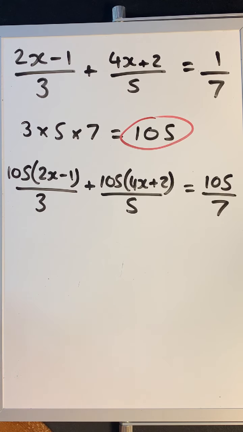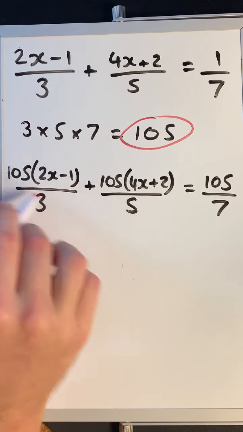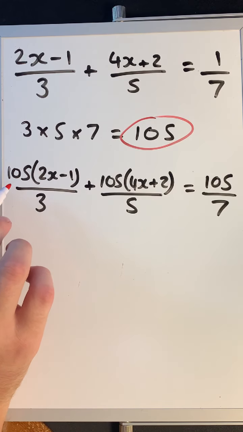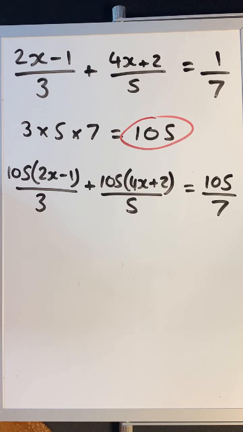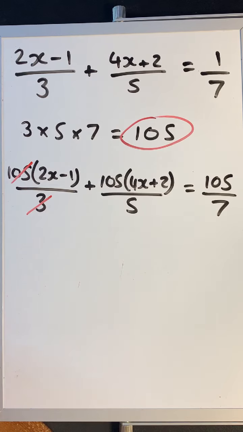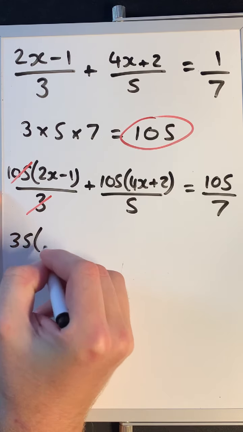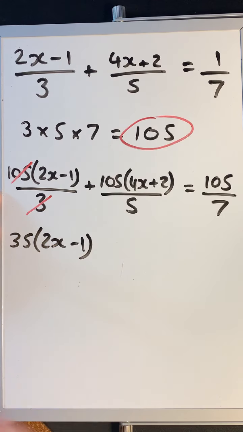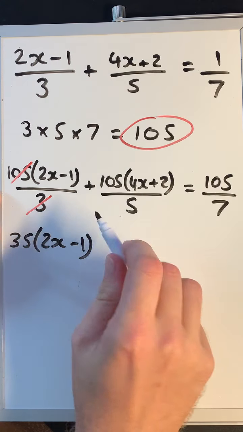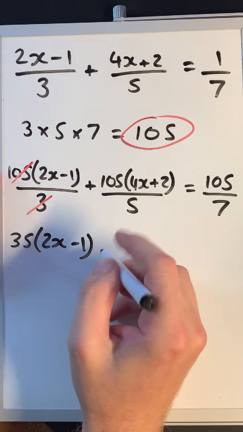Right, so now things are going to start cancelling. So we've got 3 on the bottom here. So what we're essentially doing to this bracket here is we're multiplying it by 105 and then we're dividing it by 3. Okay, so what that means then is that we can cancel these down. So 3 goes into 105 35 times. Okay, 3 goes into 105 35 times. If you notice, it's just the other factors multiplied together. 5 times 7 is 35, so that's a quick way of working that out.